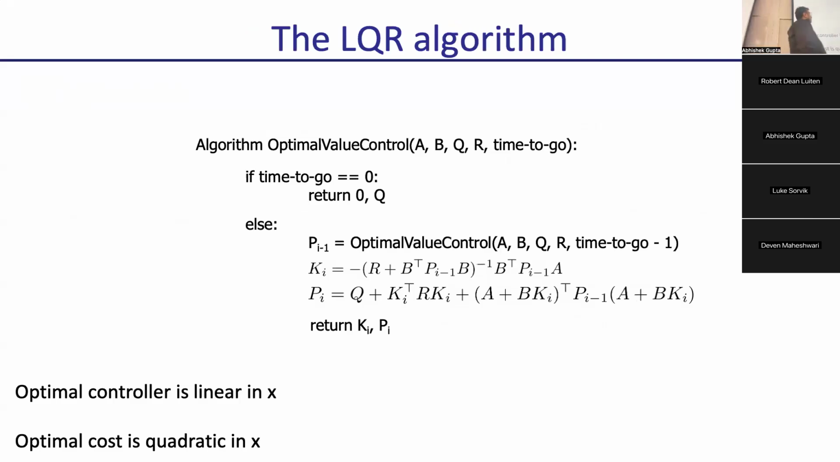So the LQR algorithm works like this. You recursively start from the back. You compute Pi and Ki. So Ki depends on Pi minus 1. Pi minus 1 starts at Q, right? And then you go backwards, you compute Ki. Ki will be used to compute Pi, and you keep going, right? So you go backwards from the last time step to the first time step, compute Ki and Pi, and then you play control equal to Ki x forward. No matter where you are, you play Ki x. That's an optimal controller for an LQR system.